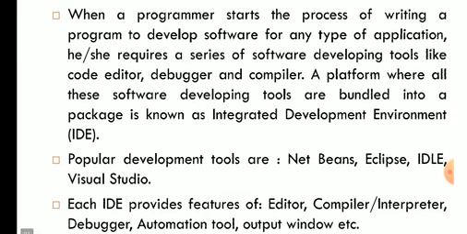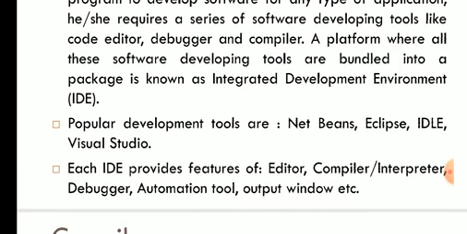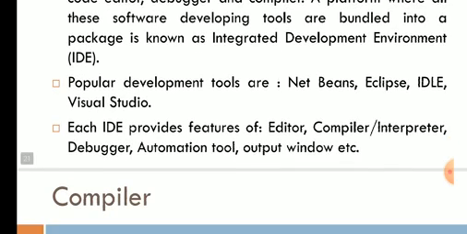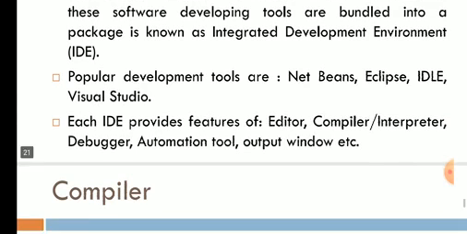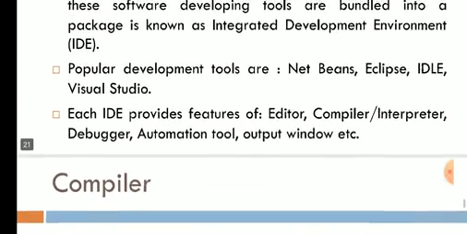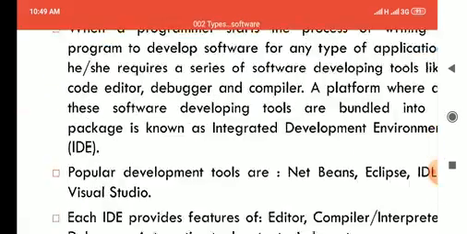Some of the popular developer tools are NetBeans, Eclipse, IDLE, Visual Studio, all those things. With the help of that, we'll be editing or typing our program, compiling it, and getting our result. This will be our developer tool. So these are the things will be called as application software.